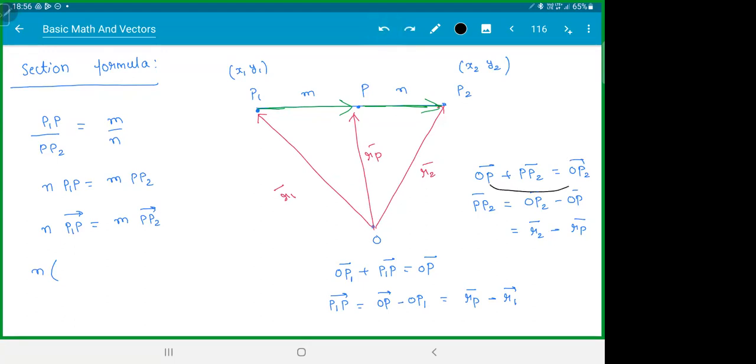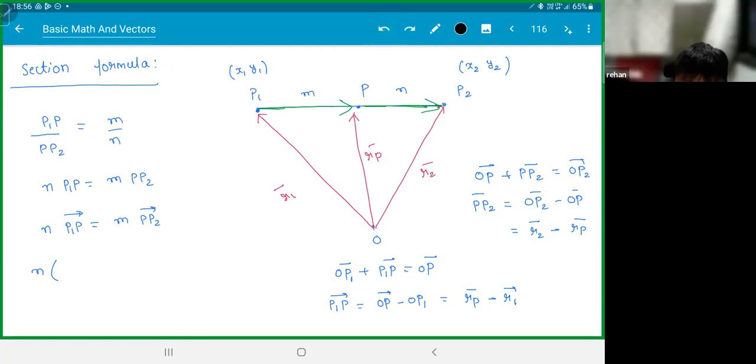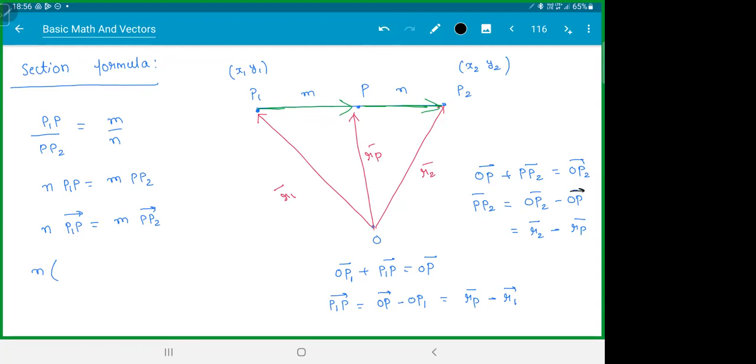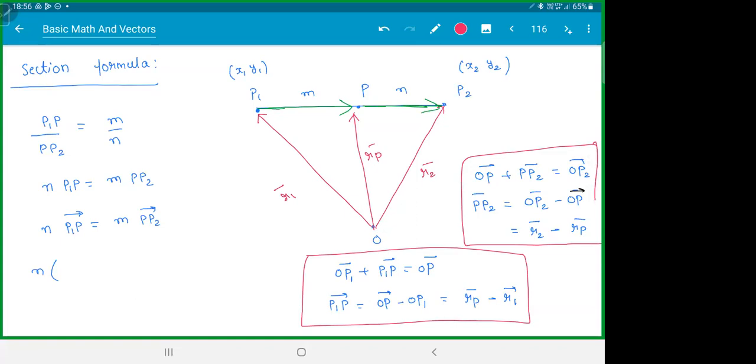I just shifted OP bar to the other side. Okay, got it? So now what I need to do is just substitute here. This is 1 and this is 1. Take these two and put in this result. So this will become RP bar minus R1 bar is equal to M into R2 bar minus RP bar.